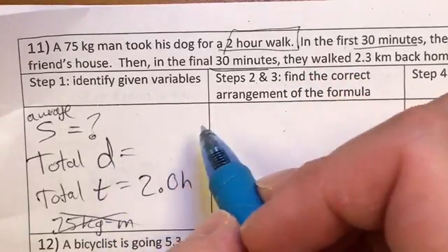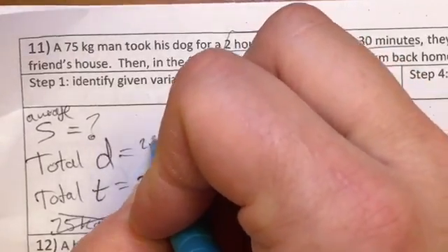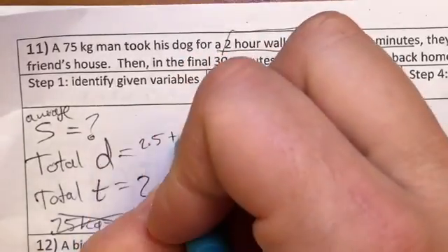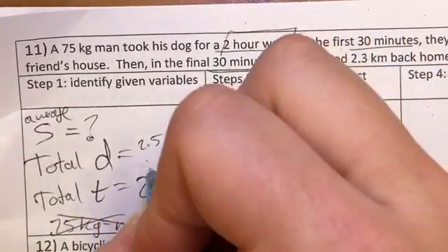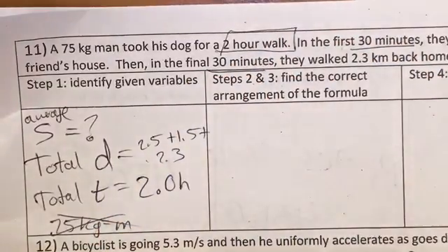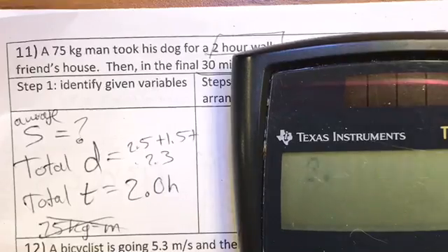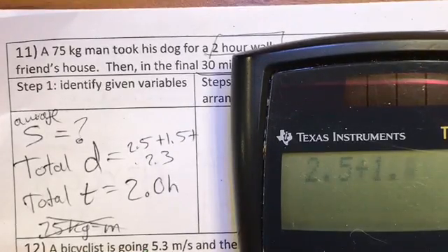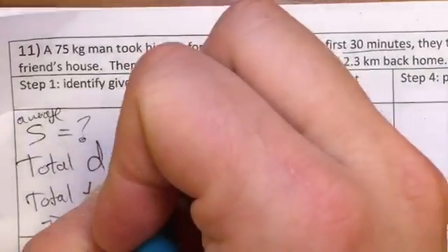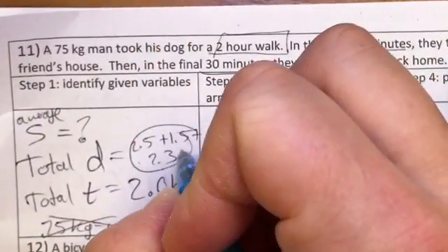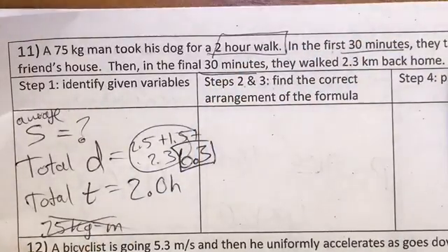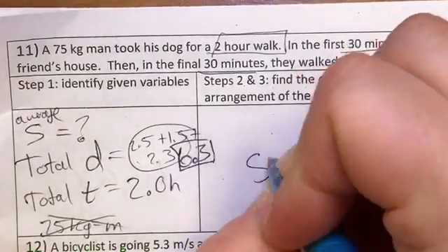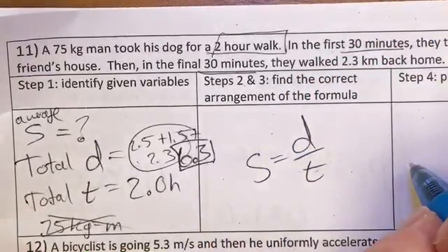Total distance is going to be a little more challenging because it was 2.5 kilometers to the park. Then it was 1.5 kilometers to a friend's house. And then it was 2.3 kilometers back home. So you do have to add all those up. So 2.5 plus 1.5 plus 2.3 gives us a total distance of 6.3 kilometers. Okay, so speed is distance divided by time.